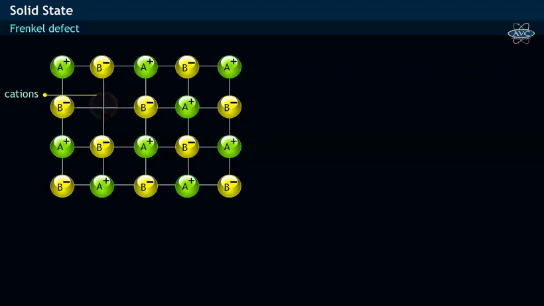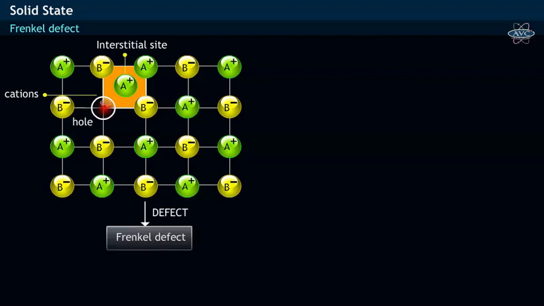Let small ion, namely cation, say A+, leave their original lattice site and occupy the interstitial site of neighboring ions. This leaving of cation from its lattice point generates a gap or a hole, and this in turn creates a defect in ionic crystal, which is called as Frenkel defect.